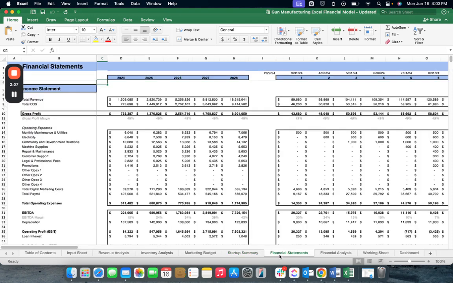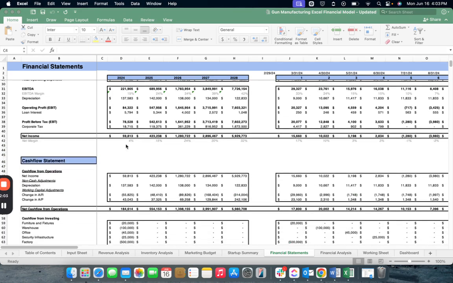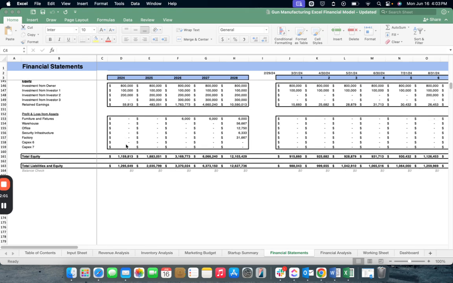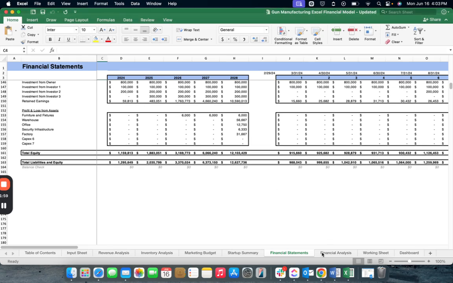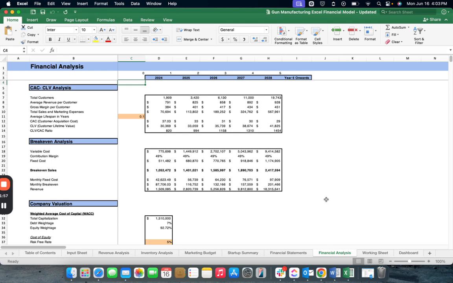Then we have financial statements. As it's a three-statement financial model, we have the income statement, cash flow statement, and balance sheet. Then coming towards the financial analysis, it's a detailed analysis of the whole financial model. Here we have customer acquisition cost and customer lifetime value summary.